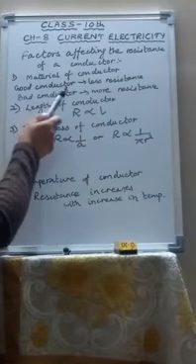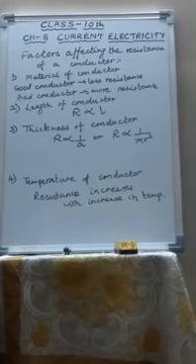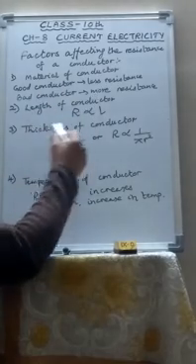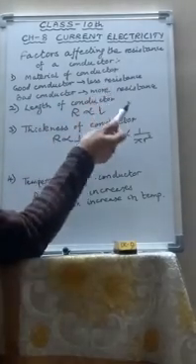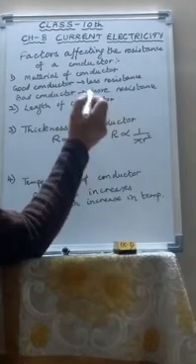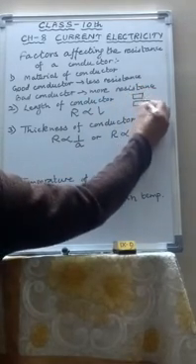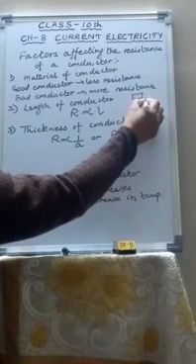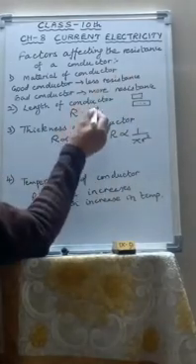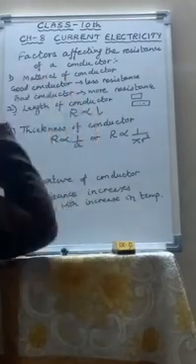So good conductor, less resistance. Bad conductor, more resistance. The second factor is the length of the conductor. If we take a long conductor, the number of collisions of free electrons with the positive ions will be more as compared to the shorter one. Suppose this is a short conductor and this is a long conductor. Here the number of collisions will be more, obstruction will be more. So resistance increases with length. More length, more will be the resistance offered by the conductor.